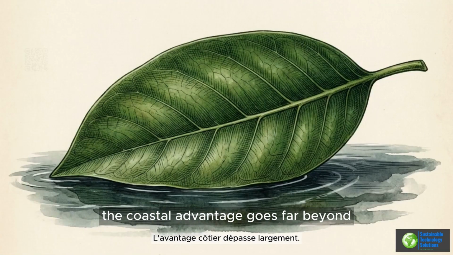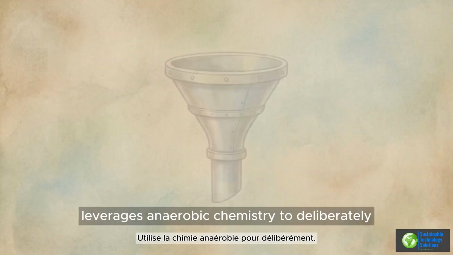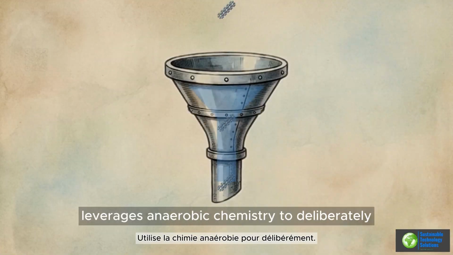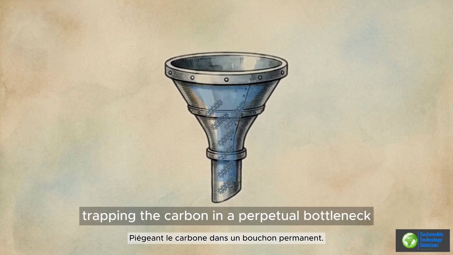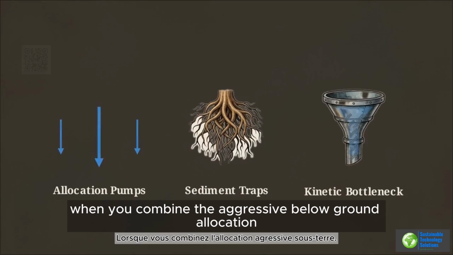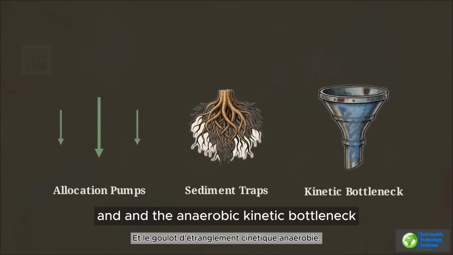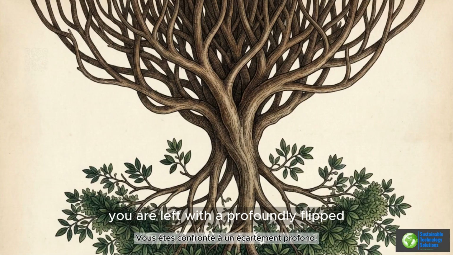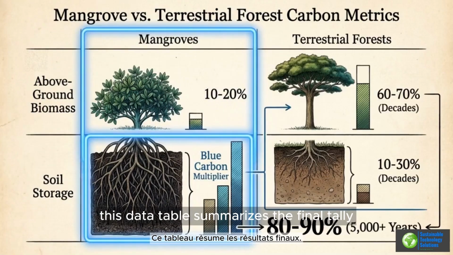The coastal advantage goes far beyond the speed of photosynthesis. The mangrove leverages anaerobic chemistry to deliberately stall the biological decay cycle, trapping the carbon in a perpetual bottleneck. When you combine the aggressive below-ground allocation pumps, the hydrological sediment traps, and the anaerobic kinetic bottleneck, you are left with a profoundly flipped ecosystem inventory. This data table summarizes the final tally.